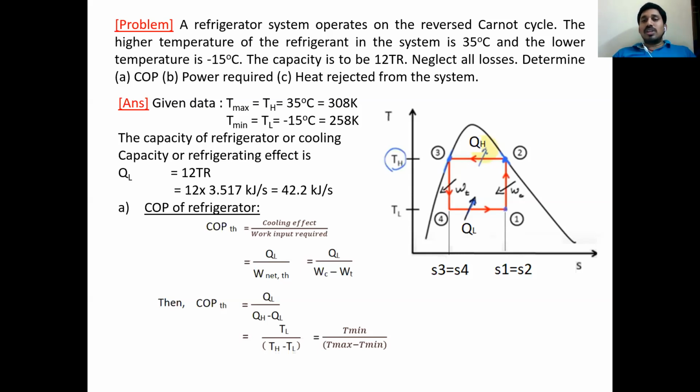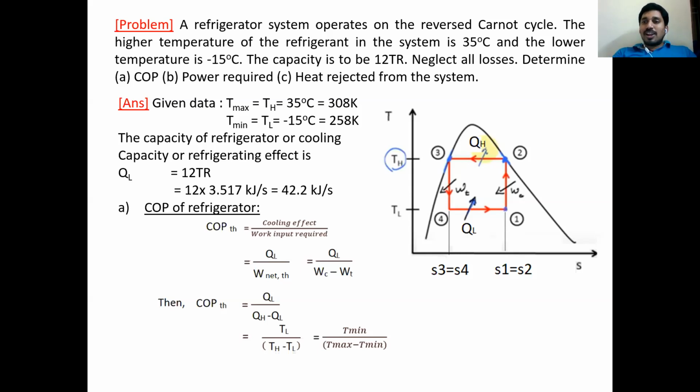WC minus WT. And we can also write the total net work input as equal to the net amount of heat transfer in the cycle, from the first law of thermodynamics. So COP theoretical can also be written as QL by QH minus QL. QH means the heat rejected from the system, QL the heat supplied to the system. The total net heat transfer is equal to the net work done, WC minus WT.